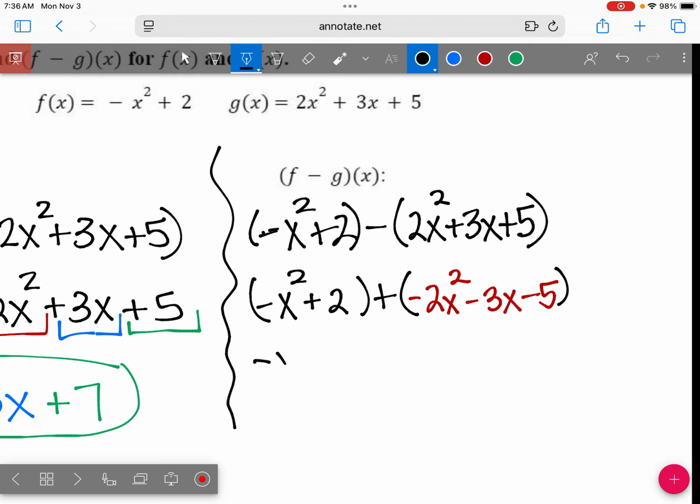All right, so now we're ready to rewrite it without parentheses. And then take a moment and combine your like terms.